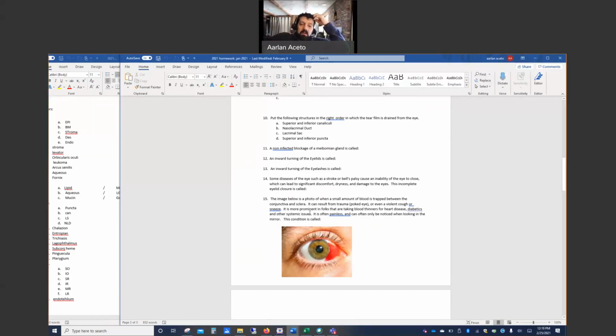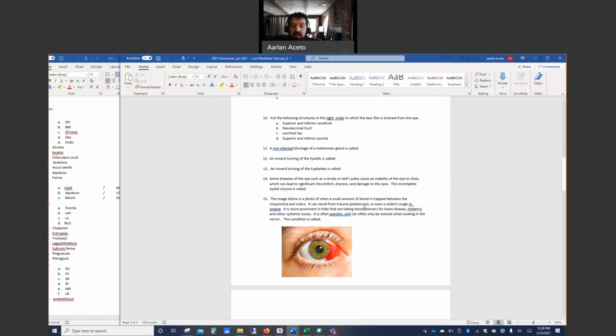Image below. When a small amount of blood is trapped between the conj and the sclera, it can be produced from trauma, violent cough, Valsalva maneuvers, heavy bowel movement, lifting something, blood thinners. There's a number of things. If you ever looked at, when you're a kid in science in 7th or 8th grade, the slide where you put a little drop of water and put the slide cover on, it expands really quickly. Most of these here are actually a very small amount of blood. They just look scary as all get out.